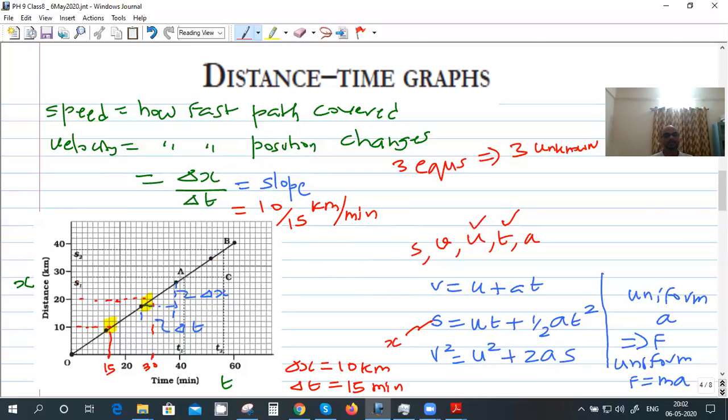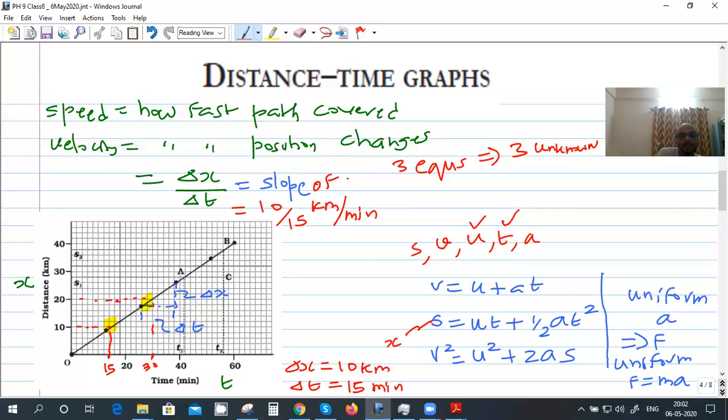Yes, okay, sir. This comes from the definition of velocity. Velocity is how fast the position is changing. Position changing is delta x, and how fast means it has to be divided by the time taken for that change. Delta x by delta t, which is equal to the slope of the x-t curve.